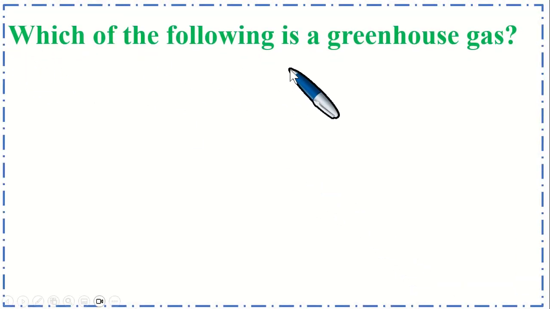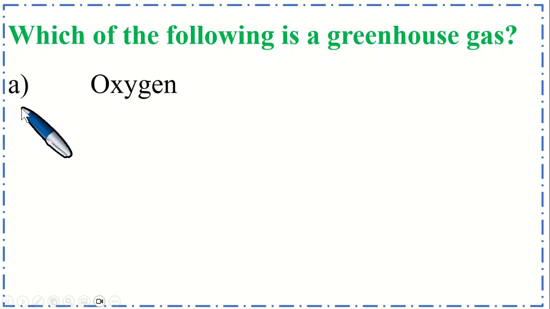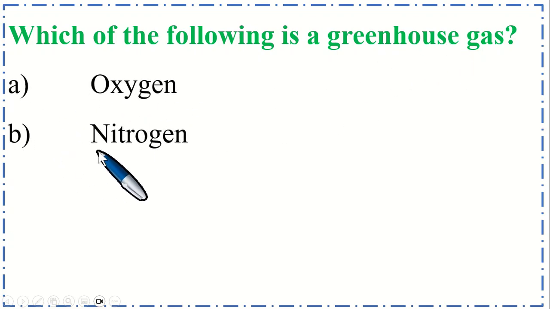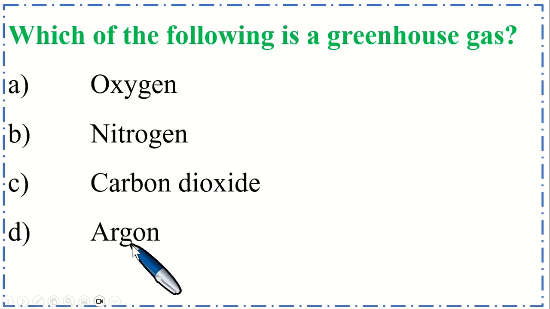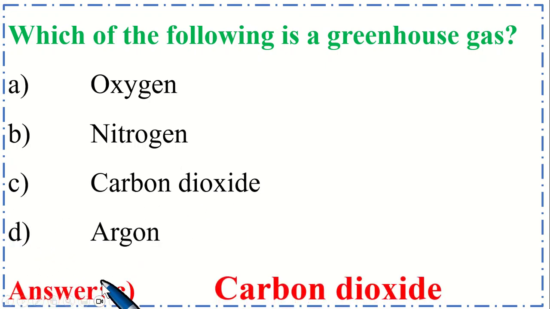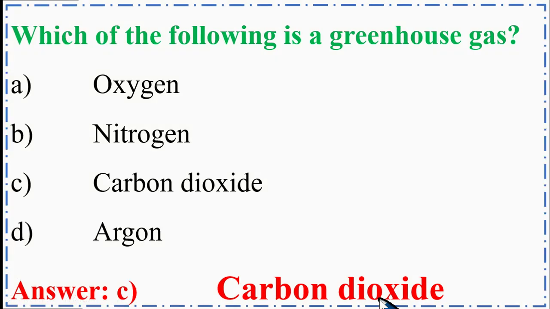Which of the following is a greenhouse gas? Option A oxygen, B nitrogen, C carbon dioxide, and option D argon. So the correct option is C carbon dioxide.